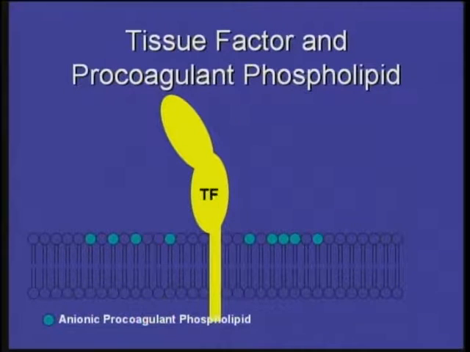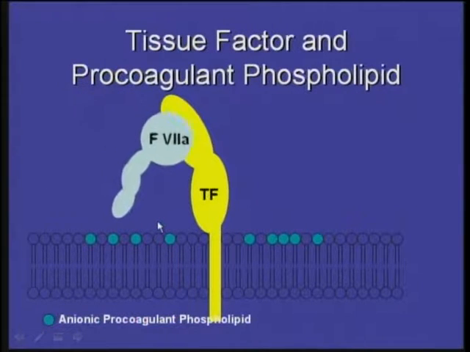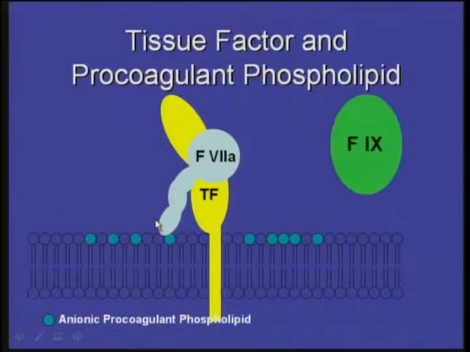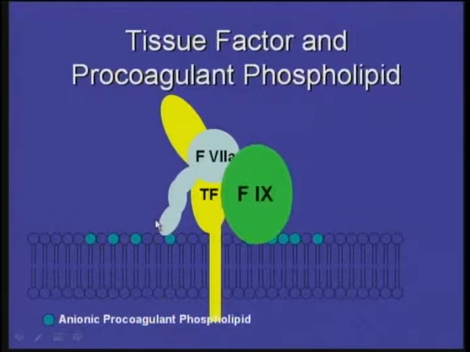So first of all, very quickly on tissue factor, it's a transmembrane protein. It has an extramembrane portion, a transmembrane portion, and a signaling part inside. It really wants to be in a membrane that has anionic procoagulant phospholipids in it. And then what happens? Well, factor 7A comes down and binds to it, and then factor 9 or 10 comes down, and then the factor 7A activates the 9A.